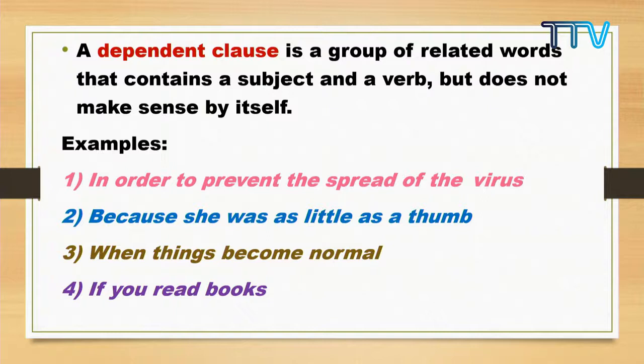If you read books, it's a group of related words. They are all related, no doubt, right? But it does not make sense. Okay, if you read books, there's something missing. So this is an example of a dependent clause.